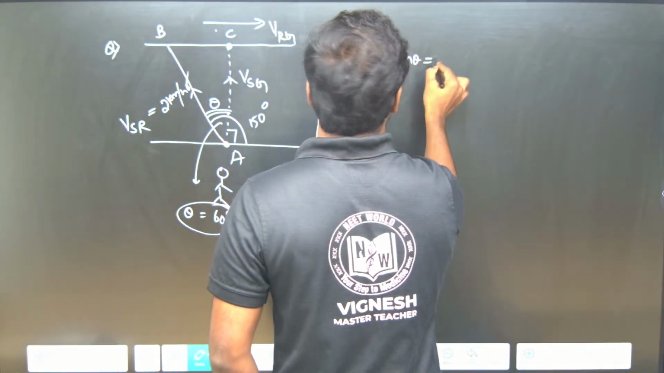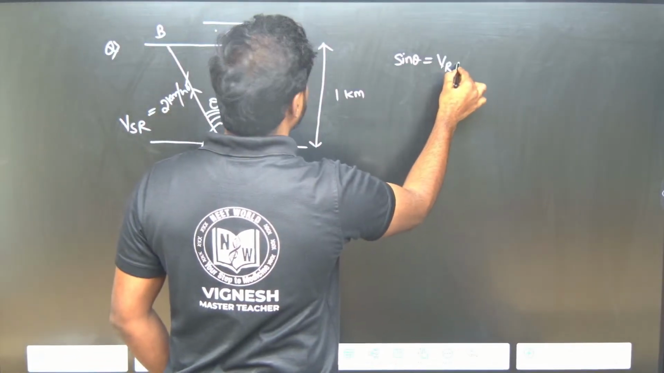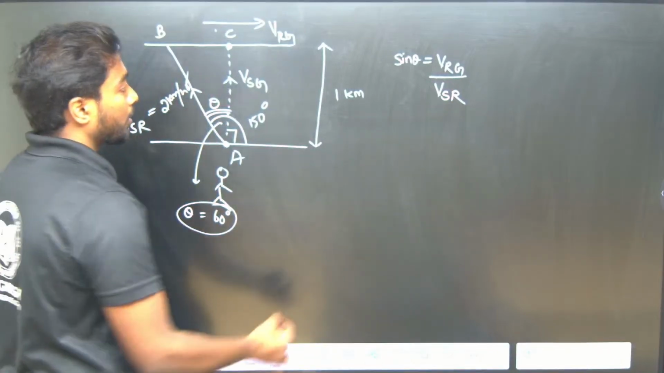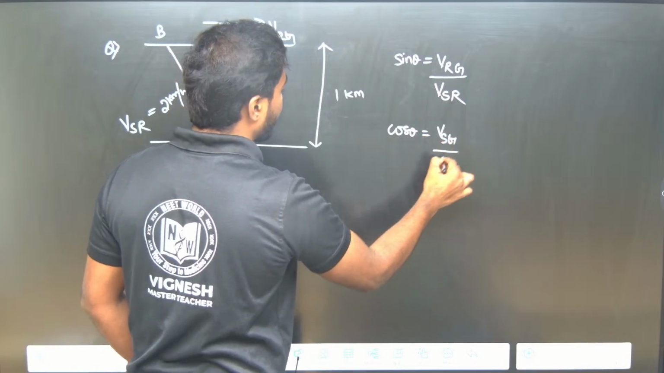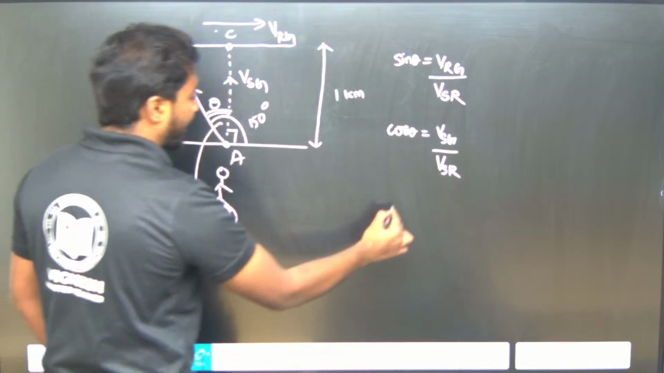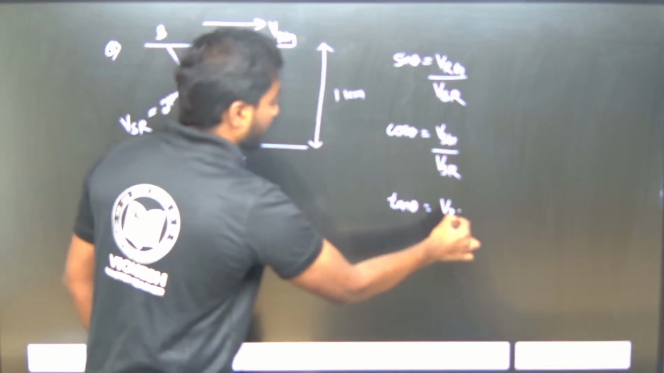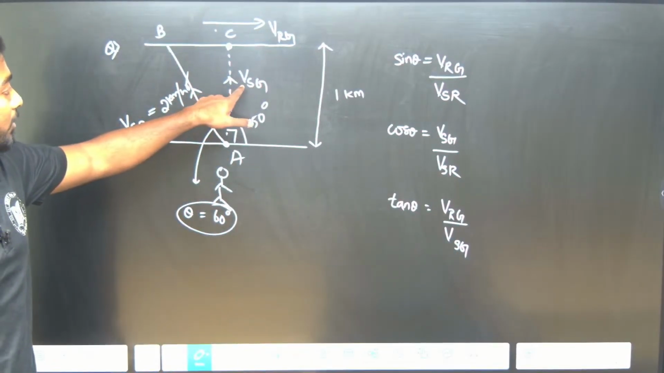Right. So sin theta will be equal to, I need this velocity. Sin theta will be equal to velocity of river with respect to ground by velocity of swimmer with respect to river. Next, cos theta is velocity of swimmer with respect to ground by velocity of swimmer with respect to river. Next is tan theta, velocity of river with respect to ground by velocity of swimmer with respect to ground. So I need to find the velocity of swimmer with respect to ground.